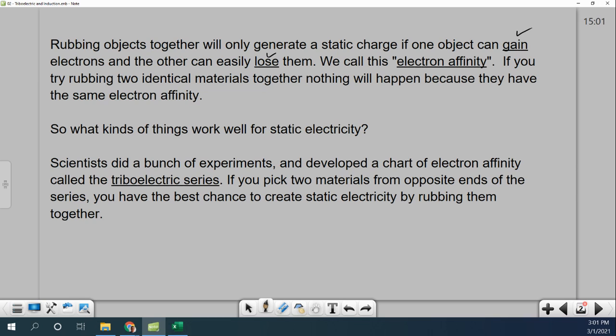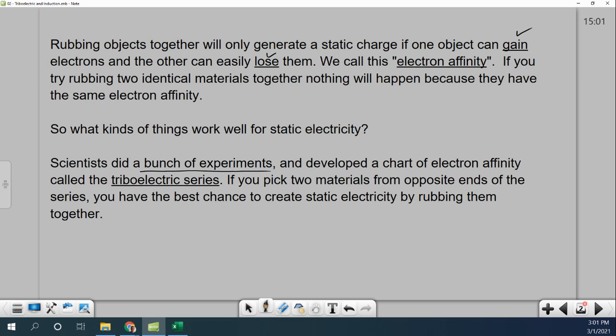So what kind of things do work well for static electricity then? Well, scientists wanted to know that same question, so they did what they do best and lined up a whole bunch of experiments and developed a chart of electron affinity. What things really, really like electrons, we'll throw those at the top. What things are easy to get rid of electrons, we'll throw those ones down at the bottom.